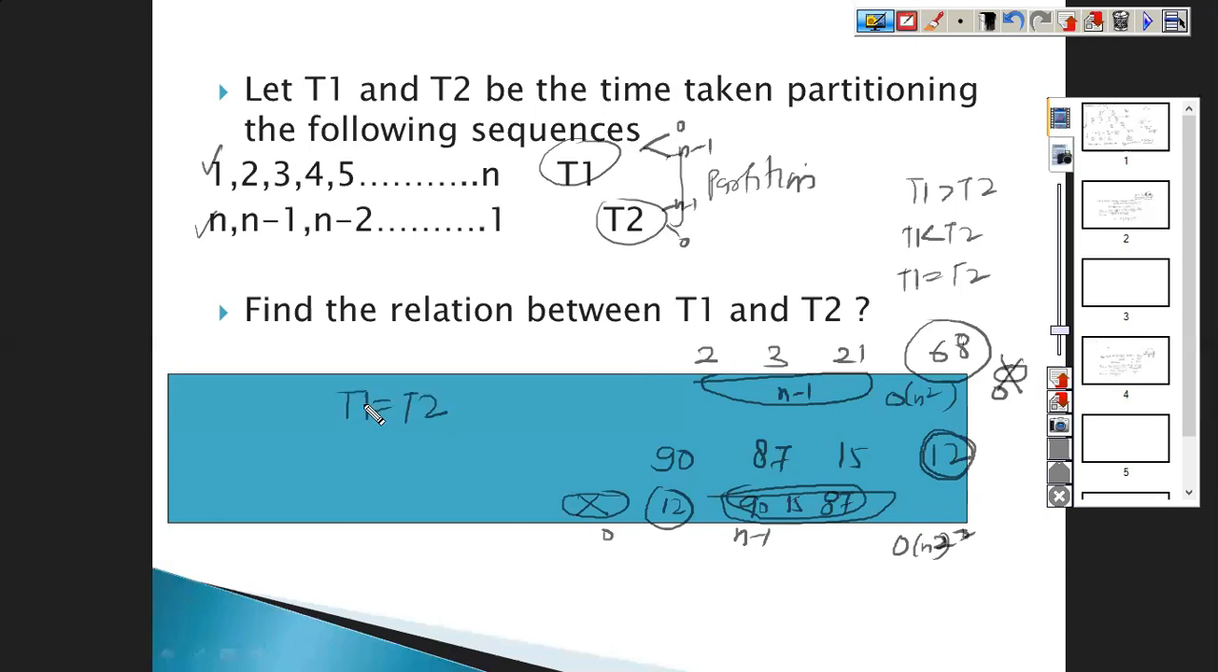But what other kind of changes can you expect here? Let's say this is a given sequence, and this is the effort of quick sort in ascending order, and this is the effort of insertion sort in descending order. Then you have to compare T1 and T2, that is, what is the relationship. This is descending order insertion sort, ascending order quick sort. You have to find out the relationship, or a question can be asked in many other ways.